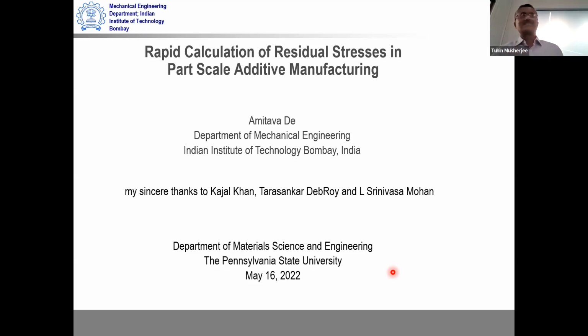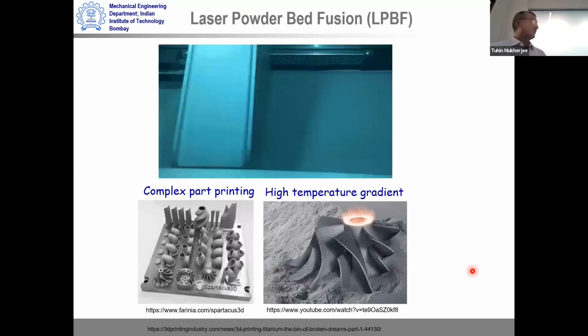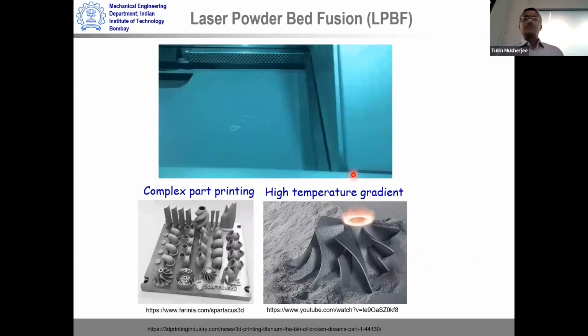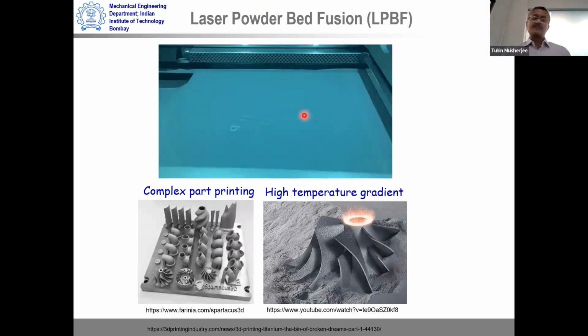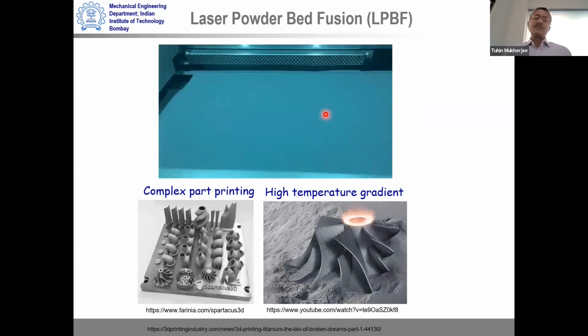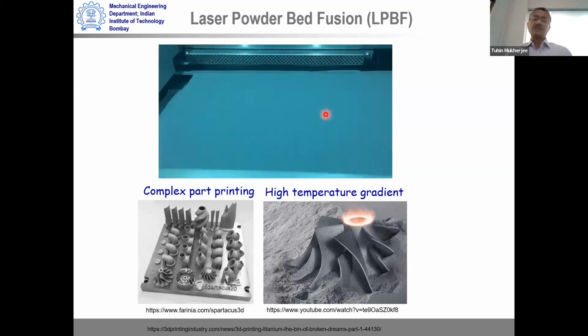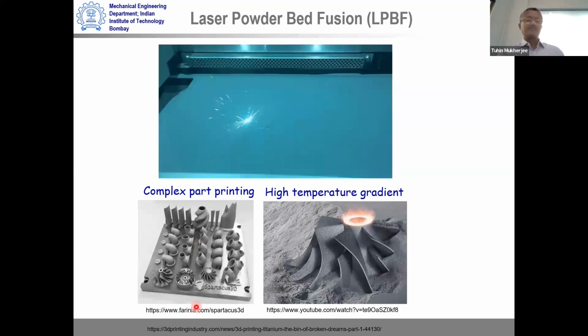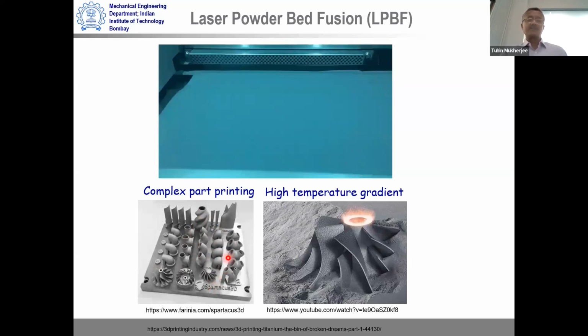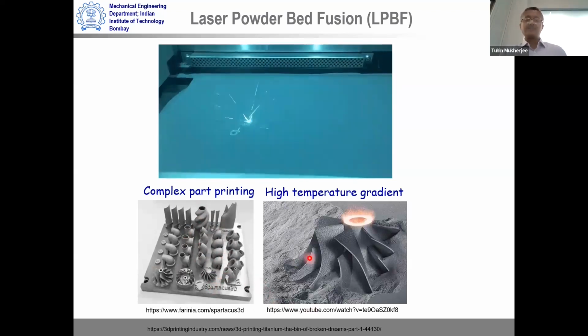We are talking of residual stresses in additive manufacturing. So as we see here, the laser powder bed fusion is one of the prime processes in additive manufacturing that uses metal powders in a layer by layer, track by track manner and deposits and builds a three-dimensional part. And it prints three-dimensional parts of very complex features, as we can see here, which on one side is really an achievement.